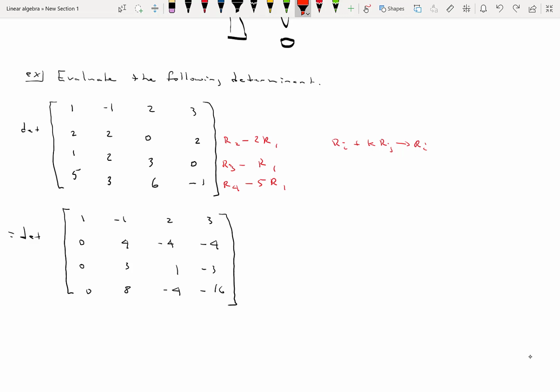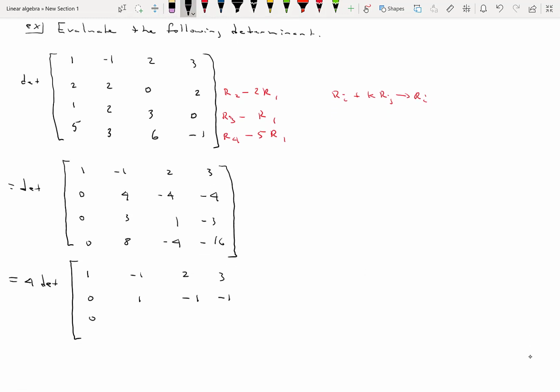Well, to do that, I'm going to factor out the 4 from the second row. So remember, we can factor out constants from rows or columns. So I'm going to factor out a 4 from the second row. I'm going to leave the first row alone. And just for now, I'm going to leave the third and fourth rows alone. They will be changed soon.